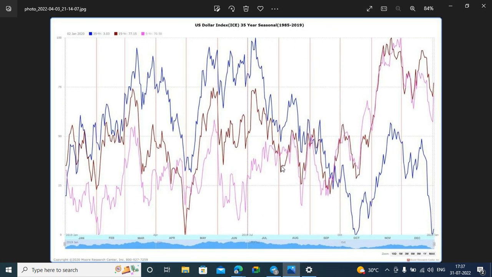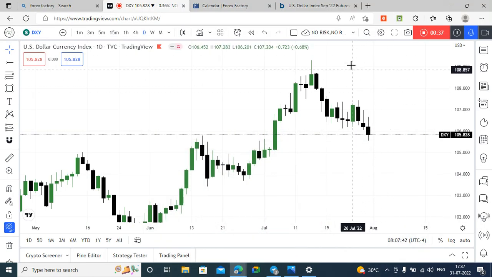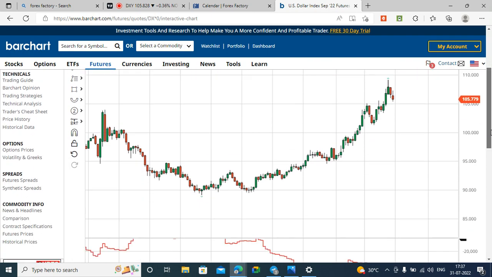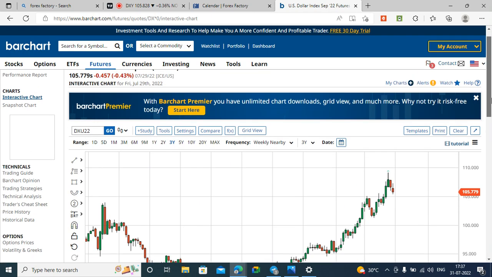You can see this is the seasonal tendency for the dollar index, and now you can check the August month. August month has no clear trend. Price is consolidating. Okay, so now I'm going to check COT for the dollar index, and you can find this type of chart from barchart.com.